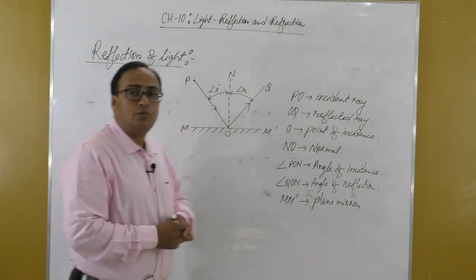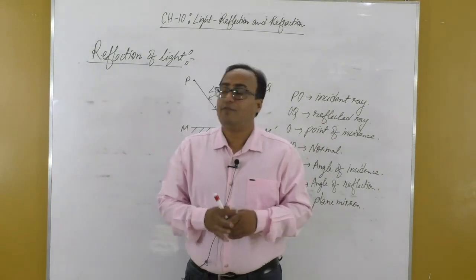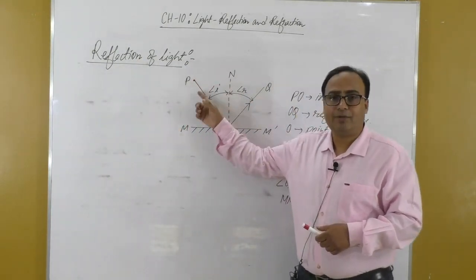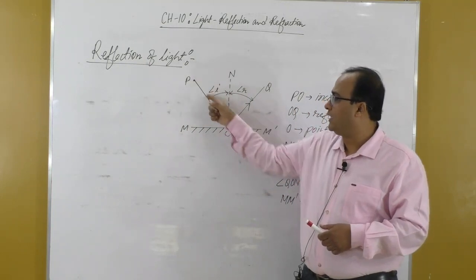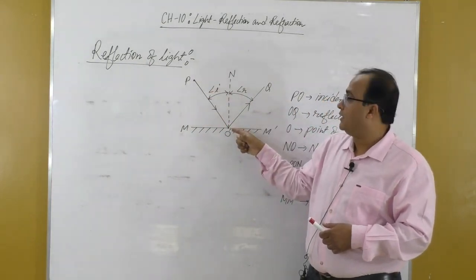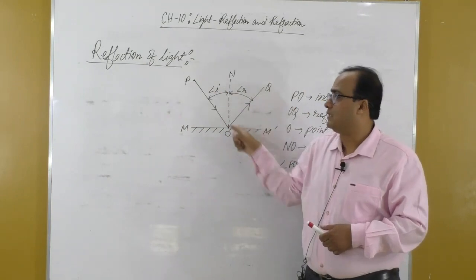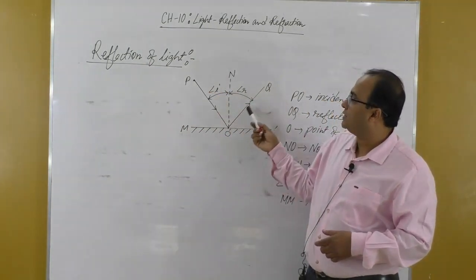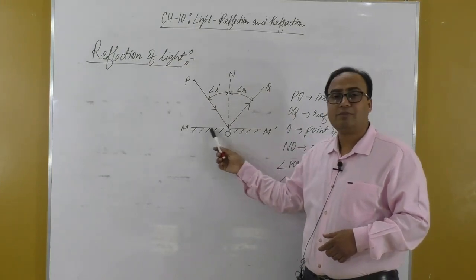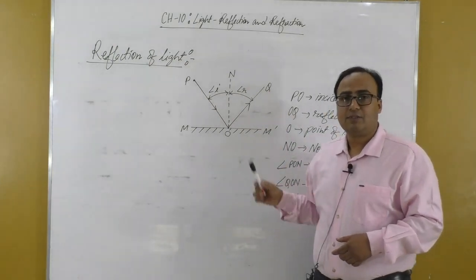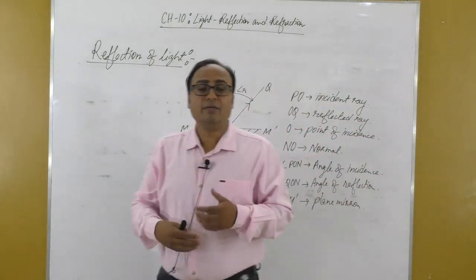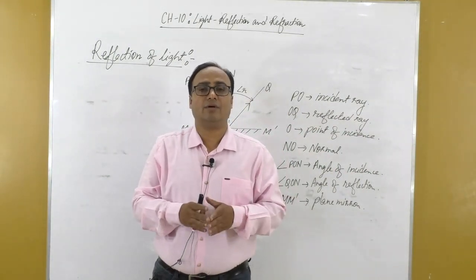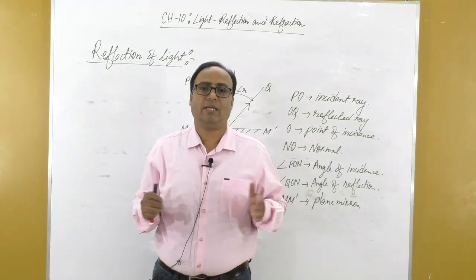Now if I ask you, what is the meaning of the term reflection of light? Reflection of light is a property of light due to which a ray of light is sent back into the same medium from which it is coming. This ray of light is coming from a medium, is sent back into the same medium after being obstructed by a surface. Or we can say bouncing back of light after striking a surface is called reflection of light.